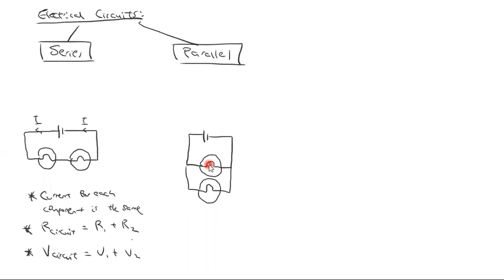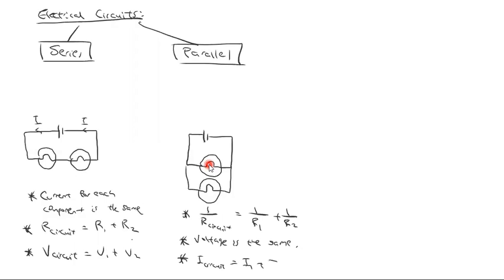And so the resistance of the circuit is not R1 plus R2, but rather we work out, it's easier to rewrite the formula as 1 over the resistance of the circuit equals 1 over R1 plus 1 over R2. We'll note that the voltage is the same. And that the current of the circuit is equal to the sum of the currents.